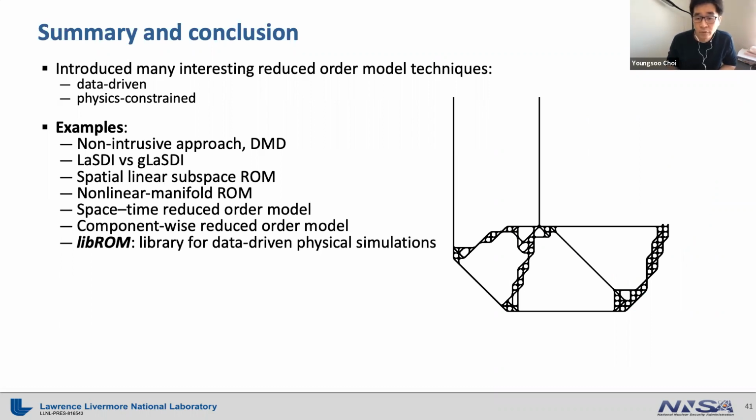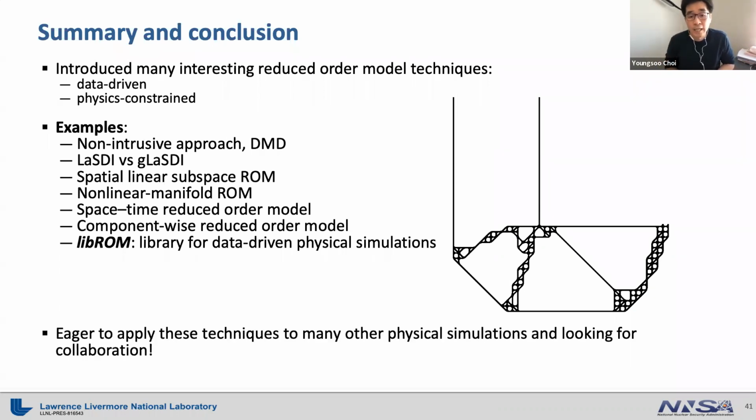Finally, I have introduced the web page for libROM, where you can find many useful tools to build data-driven physical simulation models. If you find the things that I have presented today useful for your applications, please let me know so that we may build up some collaborations.